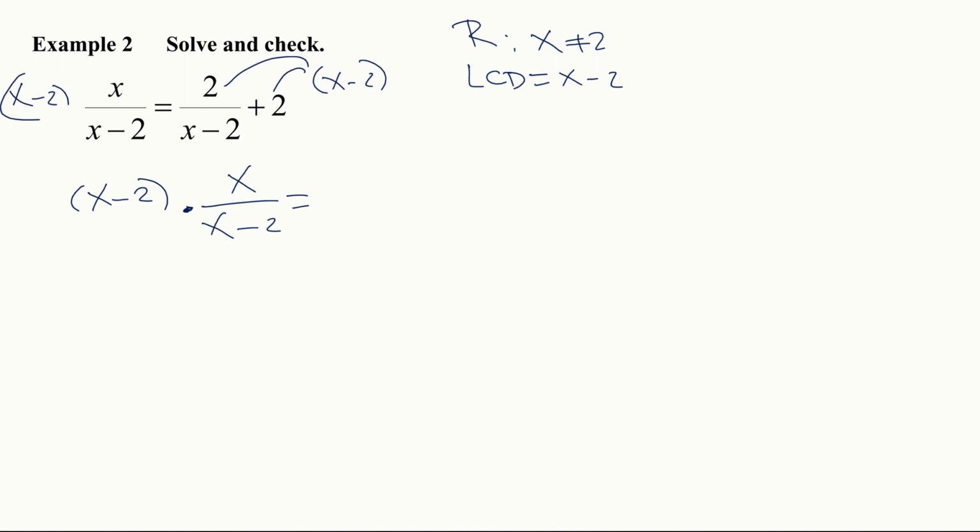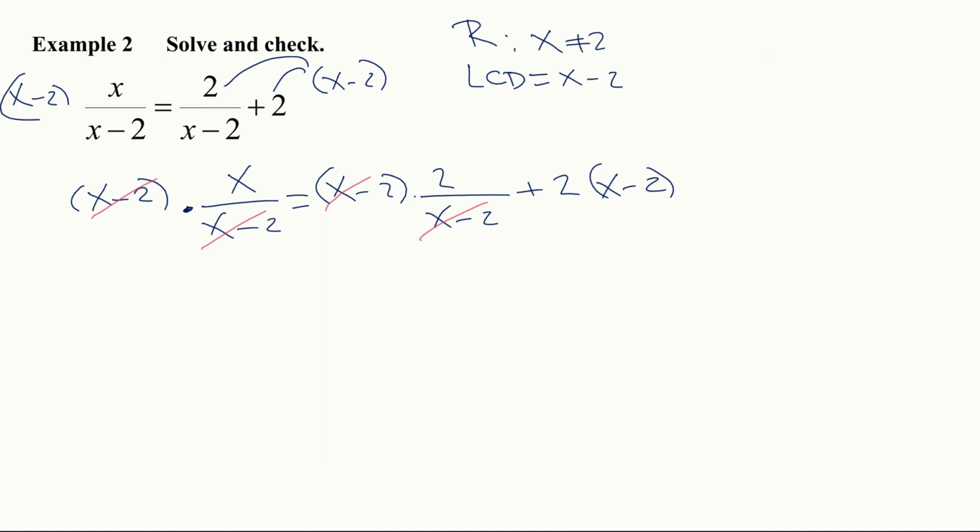And on the right side, we have x minus 2 times 2 over x minus 2 plus, don't forget that 2, even though it's by itself, it does need to be multiplied by the LCD, like that, okay? Now we go ahead and cross-cancel as much as we can, noting that here the x minus 2's will cancel out in the first term. And in the first term on the right side, the x minus 2's cancel out as well. And that's all the cancellation we have available to us.